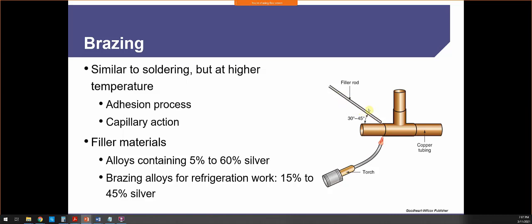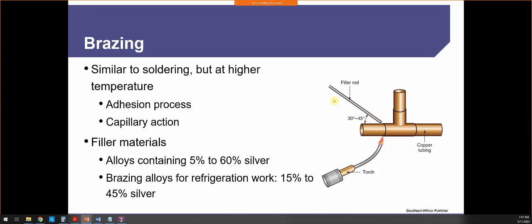And so then we use a filler rod at a 30 to 45 degree angle, and we're slowly going to apply the heat, move the torch until the filler rod melts. Once the filler rod melts, it's going to create a nice capillary action, and that's going to get sucked in, just like the other one did when we were soldering.